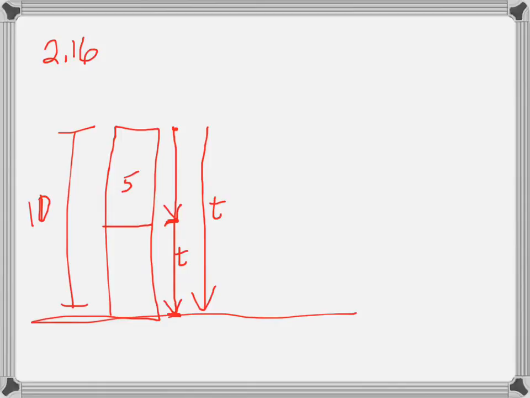So all we need to do is figure out how much time it takes to get from here to here, and then we can work backwards to figure out what is the initial velocity of this particular cat right up here.